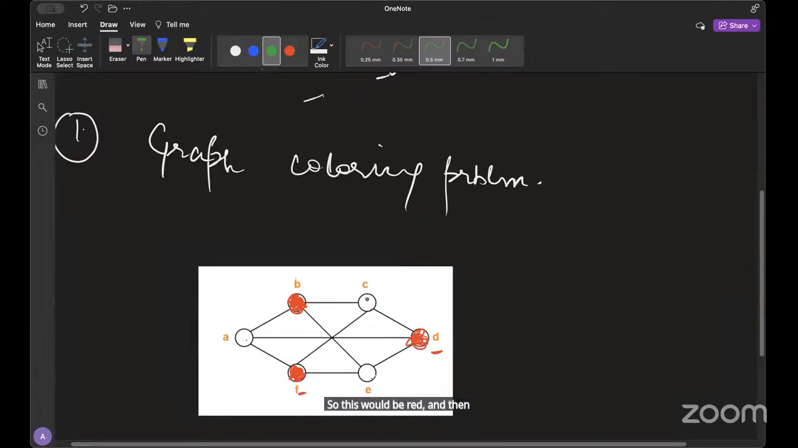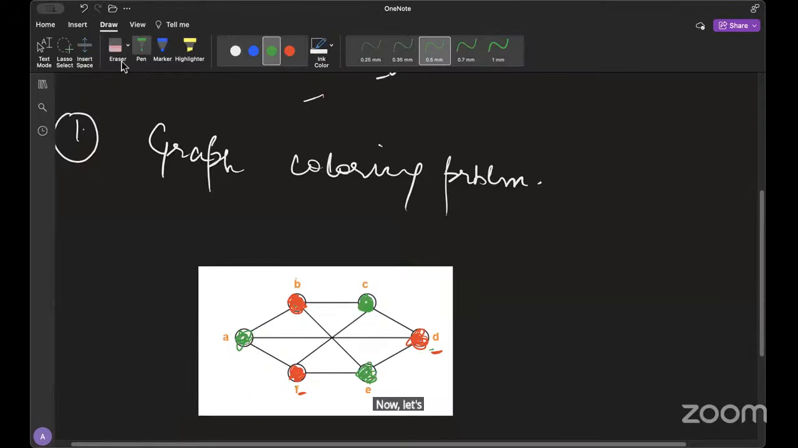And then for the other ones that share direct edges with these, any of these, we should use a different color. Let's say you use green for this. Then these two do not have an edge in common, so you can use green for this one too. And this does not have an edge in common with this one or this one, so you can color this green.